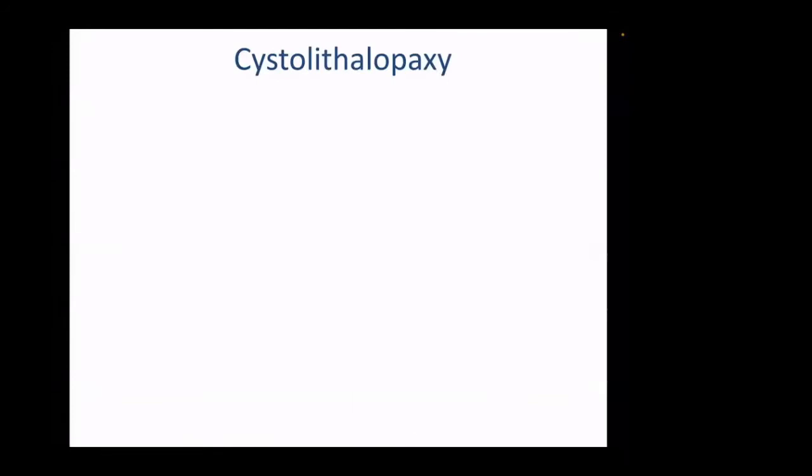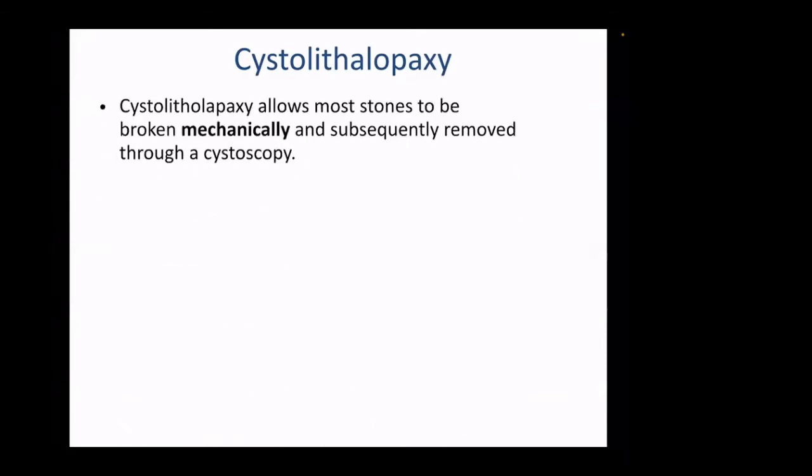Cystolitholapaxy. Cystolitholapaxy means here what we do is we introduce our machine with telescope inside the urethra to the bladder, identify the stone, and crush it mechanically. I'll show you the video and then you'll understand. This is applicable for a smaller stone, up to 3 centimeter stone we can apply it.